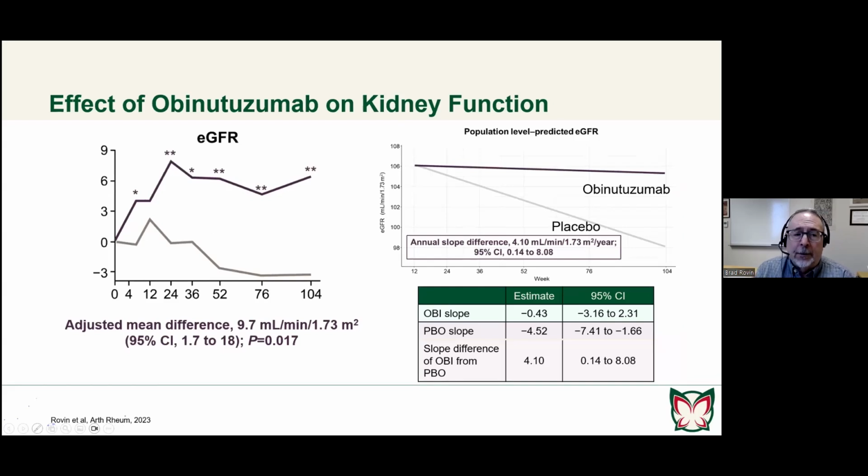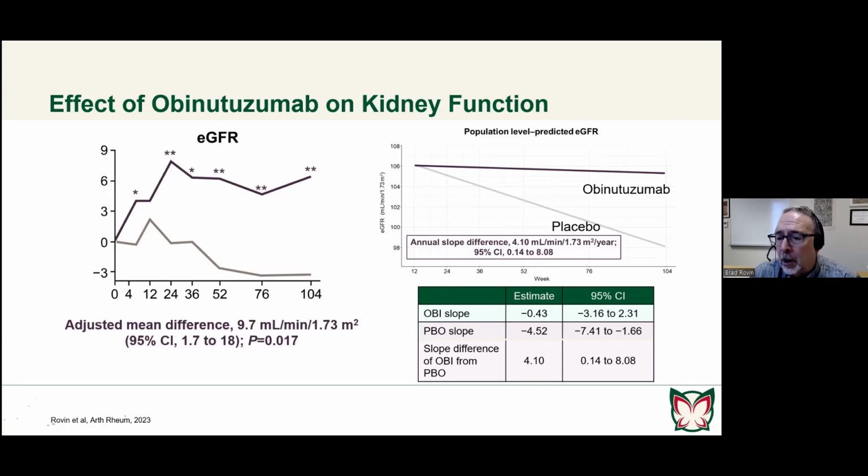Similarly, we saw that in patients in the obinutuzumab trial, which is now under a phase 3 trial, which is finishing up. These are data from a sub-analysis of the phase 2 trial. You can see that the GFR did much better in the patients on obinutuzumab, which is the dark line here, and this is the placebo group. And you can see that the slope estimate for GFR decline in the obinutuzumab group was very little, 0.43, compared to about 4.5 mL per minute per 1.73 meters squared.